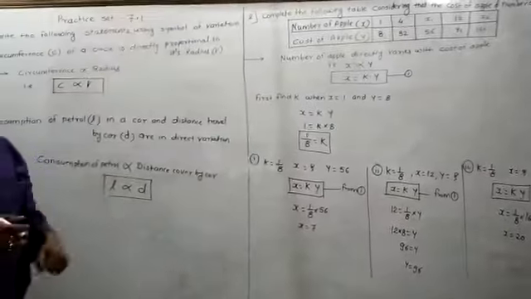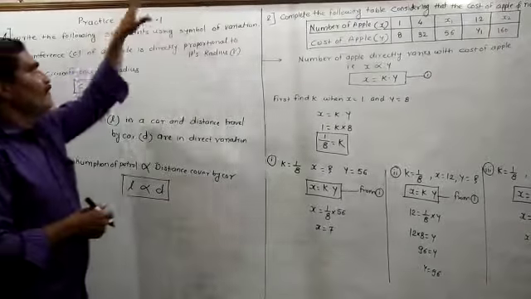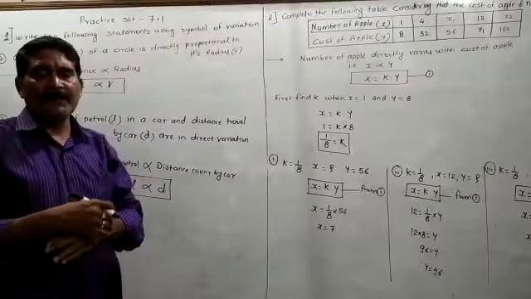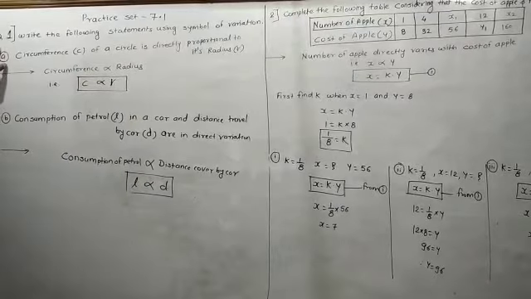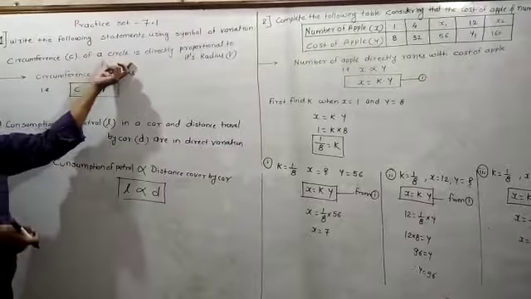Practice set 7.1. Question number first. Write the following statement using the symbols of the variation. By the symbol, you have to write the equation of the variation. So I will say that the first example is the circumference C of the circle.